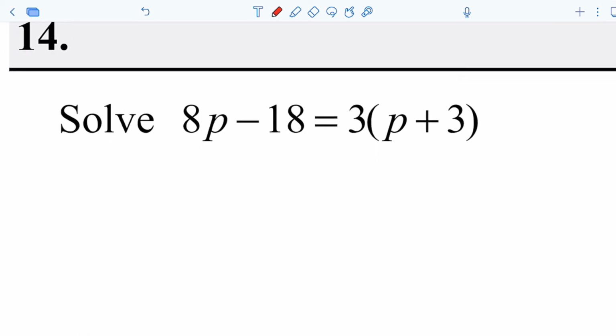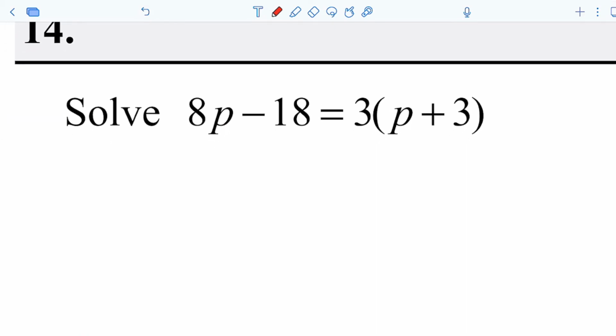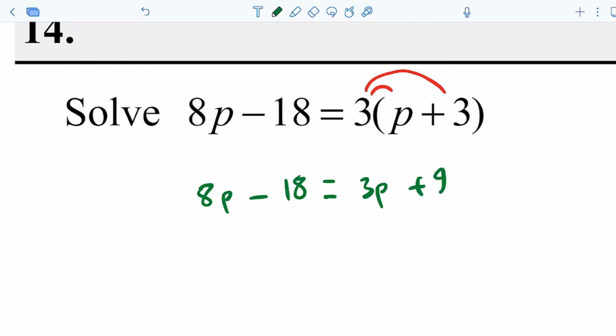Okay, so question 14, we need to solve 8p take away 18 is equal to 3, and then more brackets, this time p plus 3. So again, we're going to start by multiplying the brackets, 3 by p and 3 multiplied by 3. So the left hand side stays the same. So we have 8p take away 18 is equal to 3p plus 9.